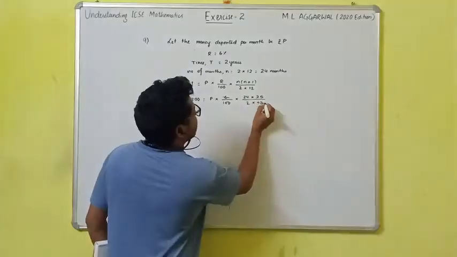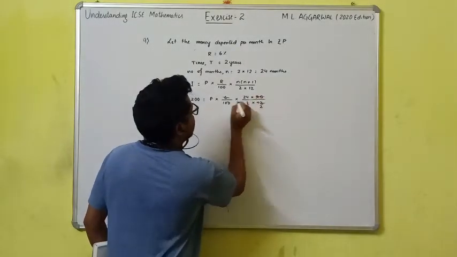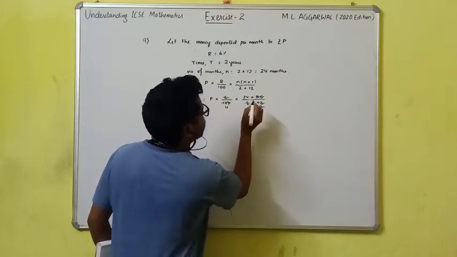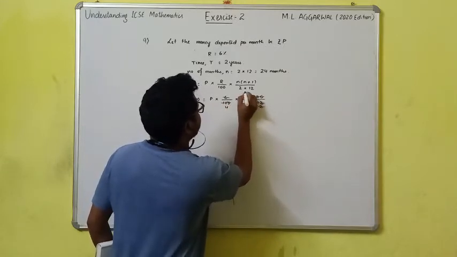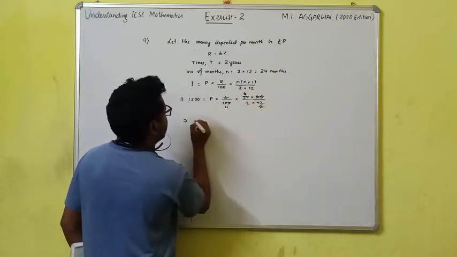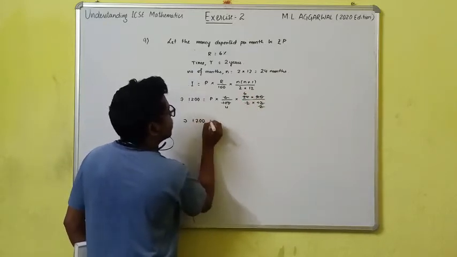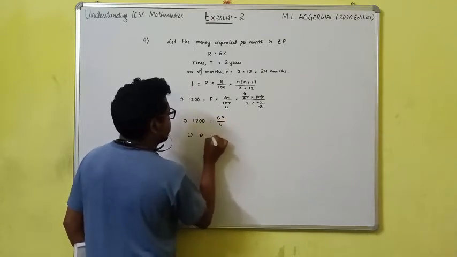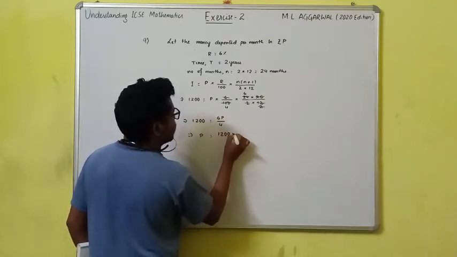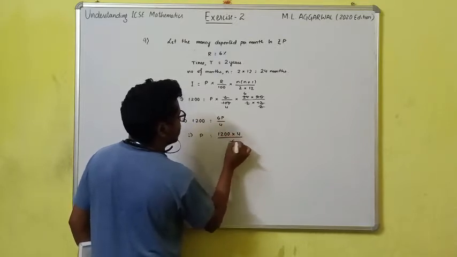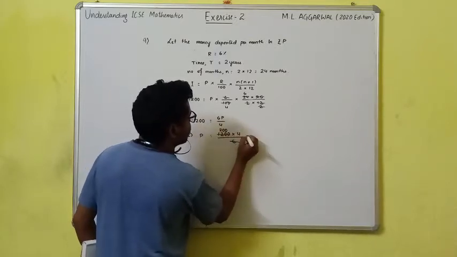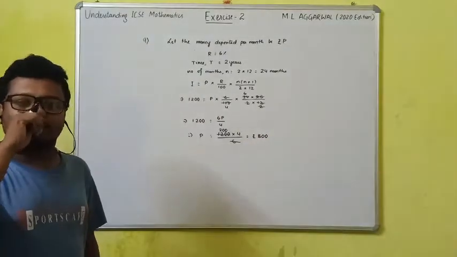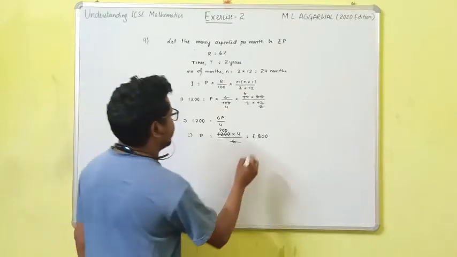So 6 2s are 12, then 25 4s are 100, then 2 2s are 4, which means here it will be 6. So here 1200 is equal to 6P by 4. So P is equal to 1200 into 4 by 6. So 6 200s, your principal or the monthly deposit will be 800.